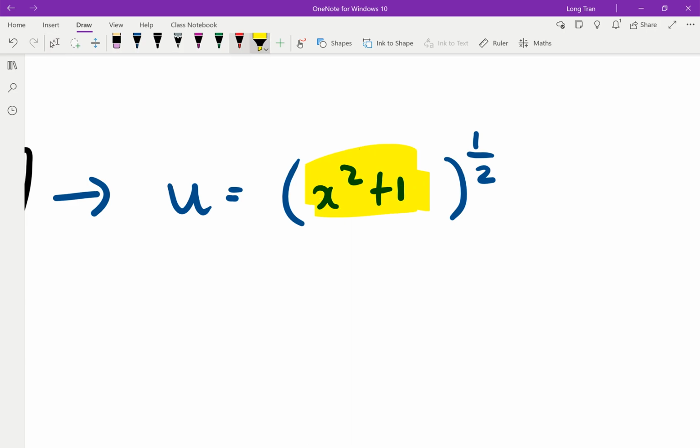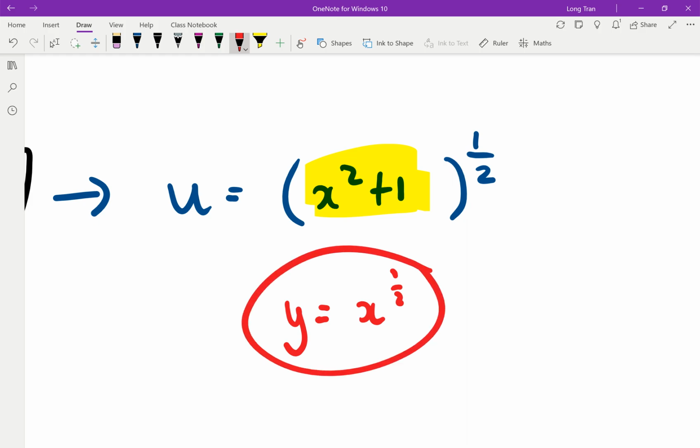Because I totally know how to differentiate if I gave you x to the power of half. That was easy. It's not the half that's the issue. It's the fact that I have more than one variable. It's the x squared plus 1. Okay, so if you were able to find the derivative of this, then that's what I'm doing.